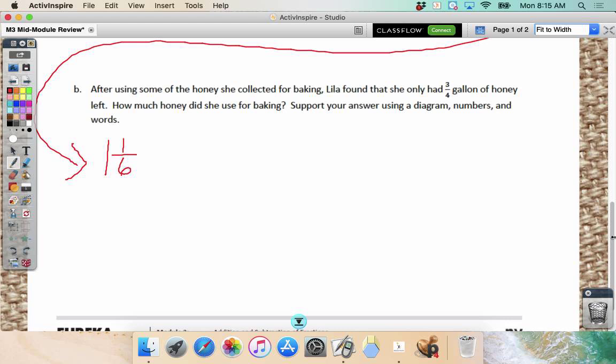So, how am I going to figure out how much she used? Am I going to add or am I going to subtract? Subtract. Okay. Now, this is one of those problems where we've got to decide, do we need the 1 or can we take the 1 out and put it back in when we're done?